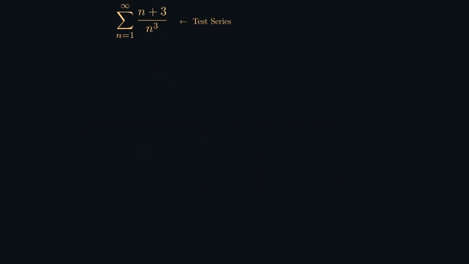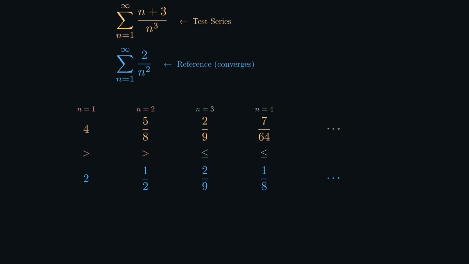Over here, we have two series. Number one, the series from n equals 1 to infinity of (n plus 3) over n cubed. Now, this is our test series. The second series is our reference series, n equals 1 to infinity of 2 over n squared. If you notice, for some of the n's the first series is greater than the second series, but it's only for a finite number of terms.